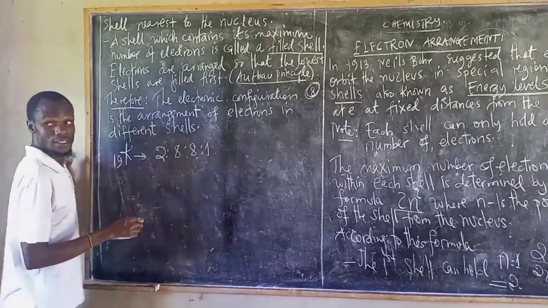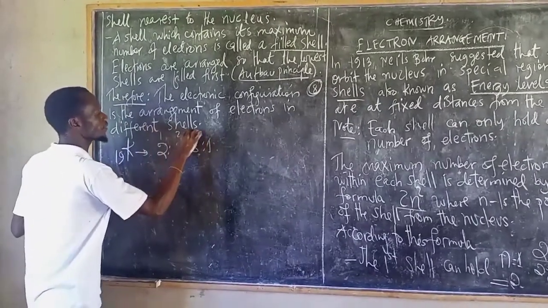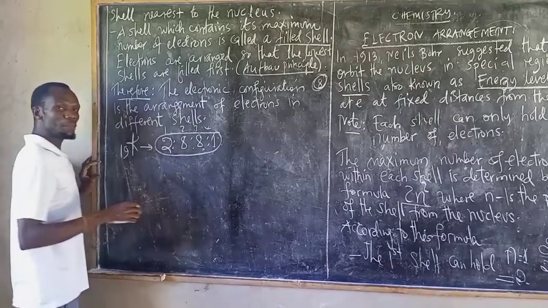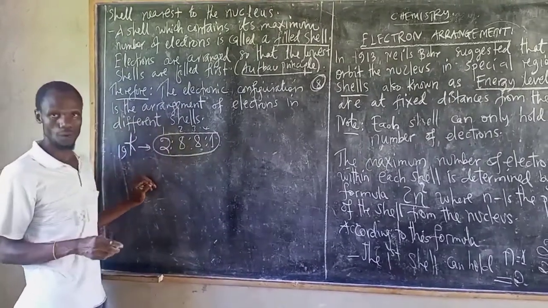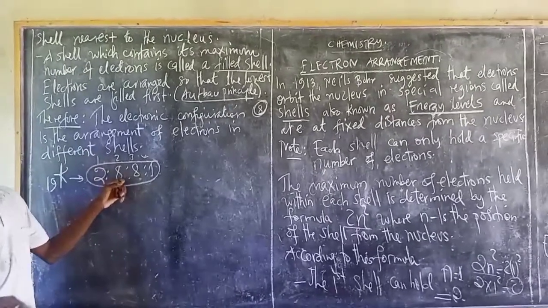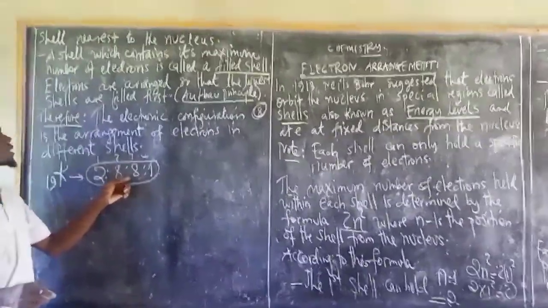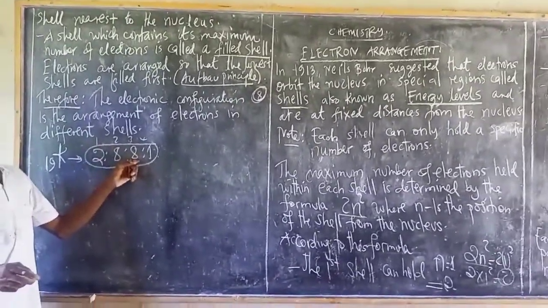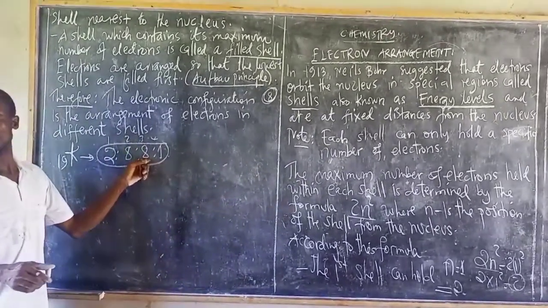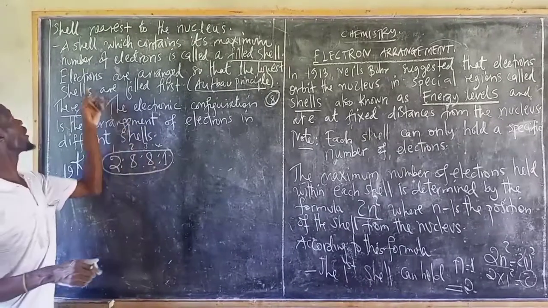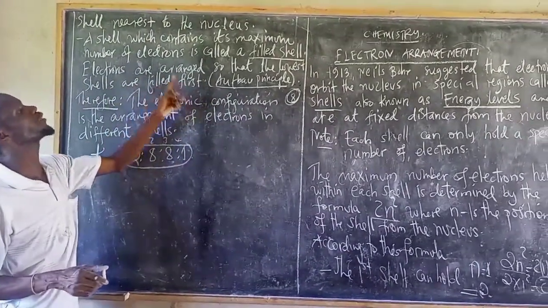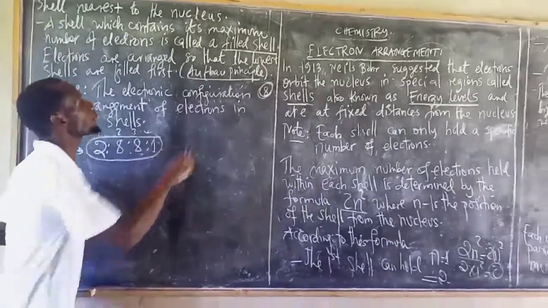Now how many shells? We have the first, the second, the third, and the fourth. Now we have 4 shells. But we fill according to the principle. The first shell with 2 electrons. The second shell with 8 electrons. The third shell with 18 electrons. But it is said to be more stable with 8 electrons instead of 18 electrons. So this is the formula. Electrons are arranged so that the lowest shells are filled first. That is the Aufbau principle.